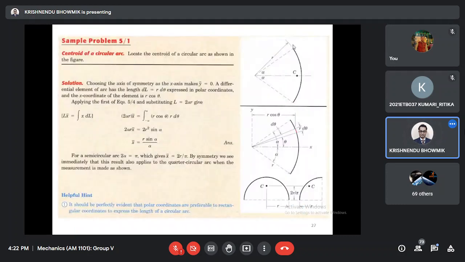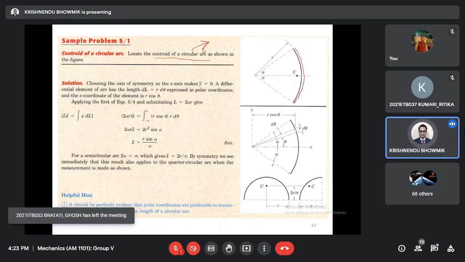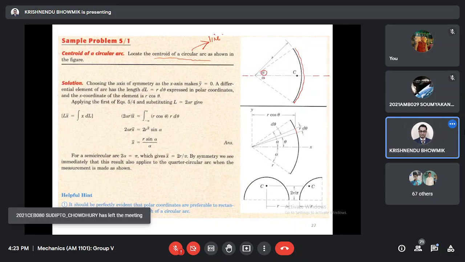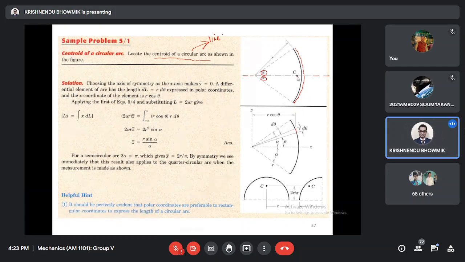Now let's have some examples. Locate the centroid of the circular arc shown in the figure. In this figure you can see we have a circular arc. Is a circular arc a line body, area or volume? Line body. Okay. Now when we do the centroid of the circular arc, for simplicity we want to take the symmetry, so plus alpha, minus alpha. We have considered some symmetry and we are assuming this is the centroid.